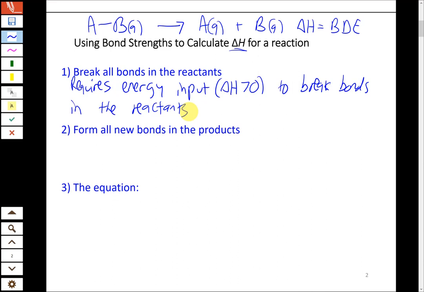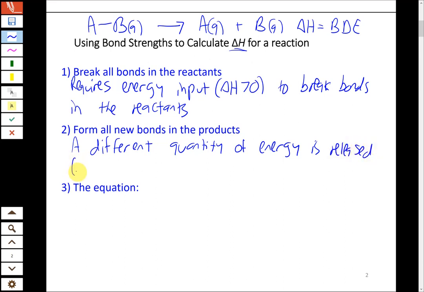Now the only difference though is because on the product side we're forming bonds, the energy is going to be released. That's going to be an exothermic process, which is why we subtract it from the reactant side. So a different quantity of energy and a negative quantity is going to be involved when we form the bonds. So when we form the bonds on the product side, that part is going to have a negative enthalpy change, as all those atoms that we broke up on the reactant side form all the new bonds that are present on the product side.